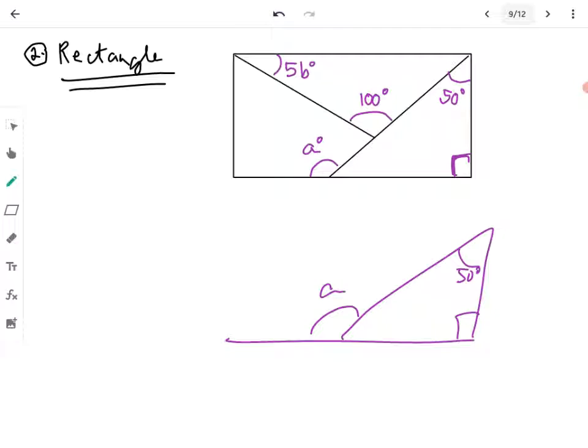So A is the exterior angle of this triangle here. So we know that the exterior angle of a triangle is just the sum of its opposite interior angles. So A is simply 140. Done. So it looks complicated at first, but knowing some small concepts and combining them together, we can set up our equation and solve for the unknown.